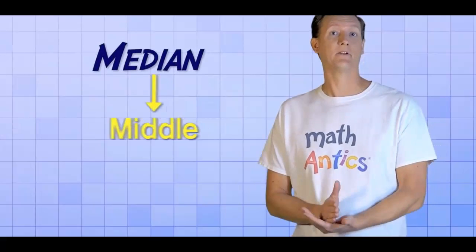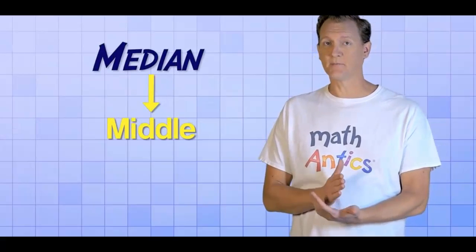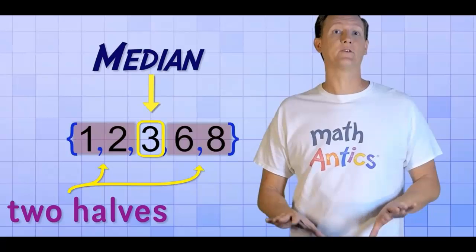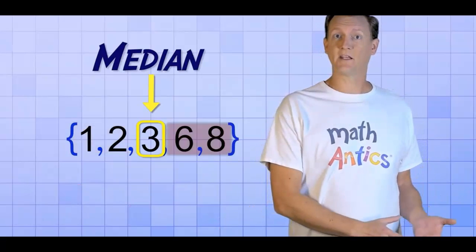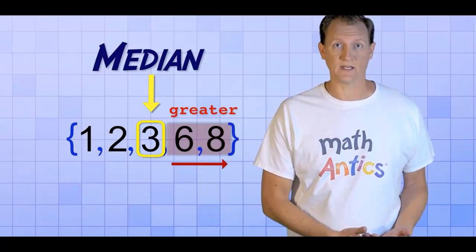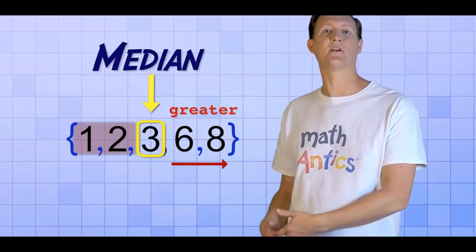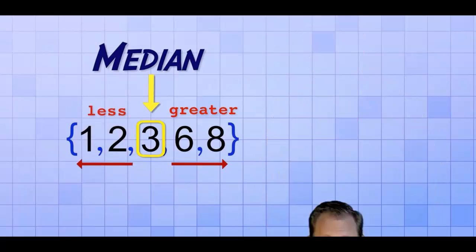The median is the middle of a data set. It's the number that splits the data set into 2 equally sized groups or halves. One half contains members that are greater than or equal to the median, and the other half contains members that are less than or equal to the median.